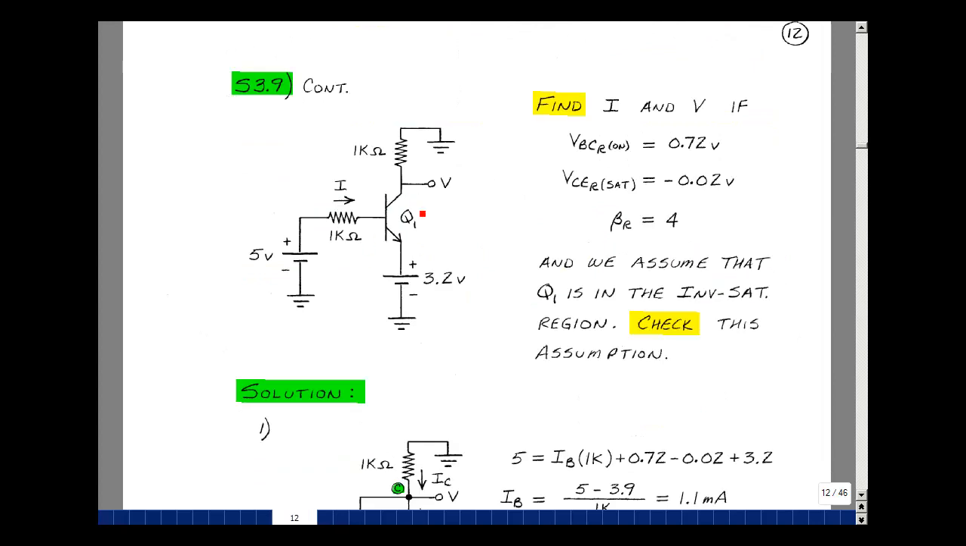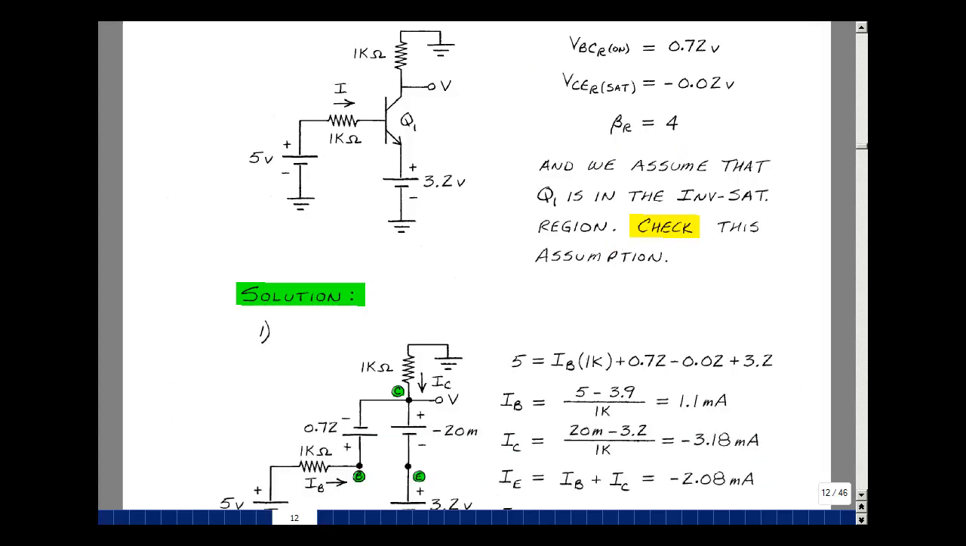Consider this one transistor circuit with an NPN transistor, two 1K resistors, 5 volt battery, and now a 3.2 volt battery. Could you find the current I and the voltage V if we had a base collector reverse turn-on voltage of 0.72, a collector emitter reverse saturation voltage of minus 20 millivolts, and a beta R of 4? Assume that we're in the inverse saturation region and then check your assumption. The first step is to put the model in. Between the base and the collector we have a battery of V sub BCR reverse, which was 0.72, and then between the collector and the emitter, we've got V sub CE reverse saturation, which is a minus 20 millivolts.